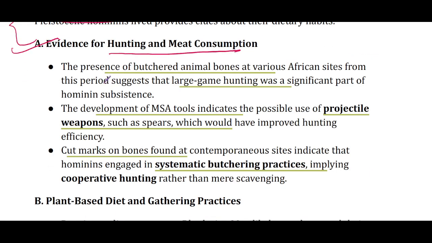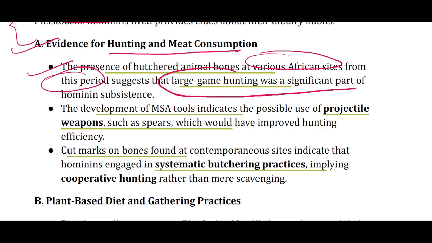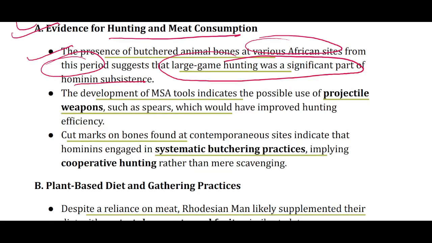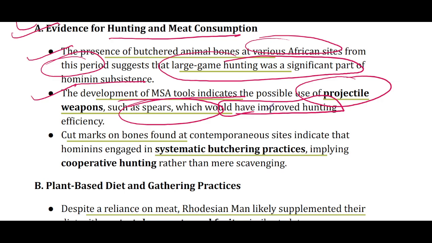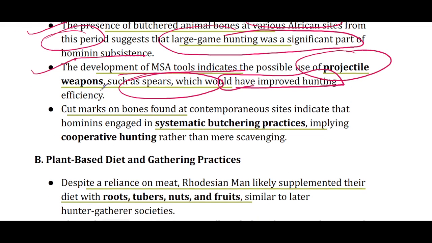Evidence for hunting and meat consumption. The presence of butchered animal bone at various African sites from this period, Middle Pleistocene, suggests that large game hunting was a significant part of hominin subsistence. Then the development of MSA tools also indicates possible use of projectile weapons such as spears or throwers that would have been helpful in hunting.